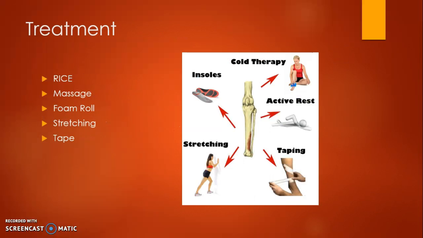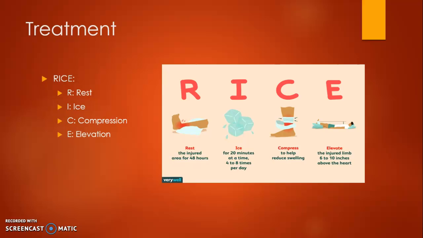So treatment for shin splints includes RICE, which I'll explain, massage of that area, foam rolling in that area if you can bear it, stretching definitely, and taping if you still need to continue training. You can see in the picture there are also insoles as an option, and active rest, which is again getting back into your activity, but slowly.